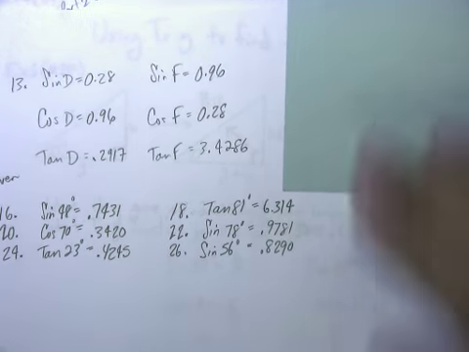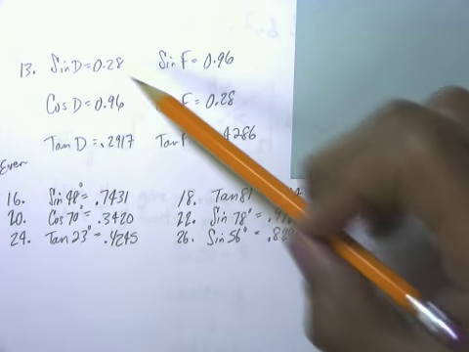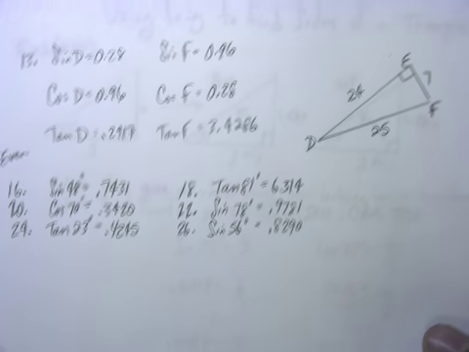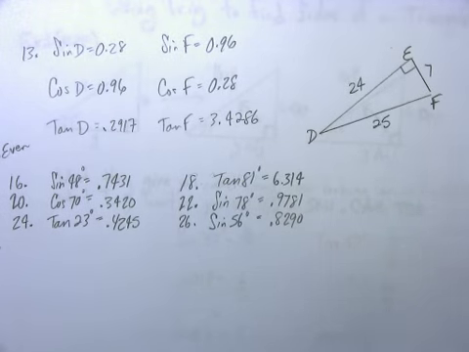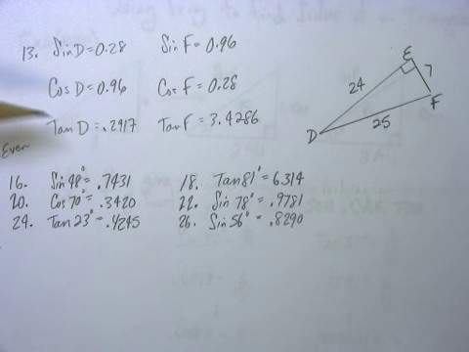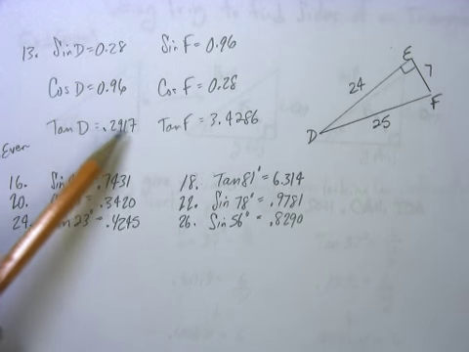For question number 13, for the sine of D, you should have got 0.28. For the cosine, here's my triangle, by the way. For the cosine of D, you should have got 0.96. And for the tangent of D, you should have got 0.2917.